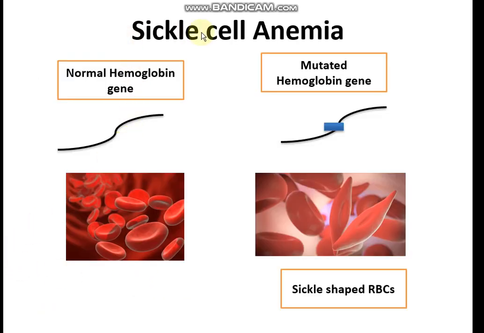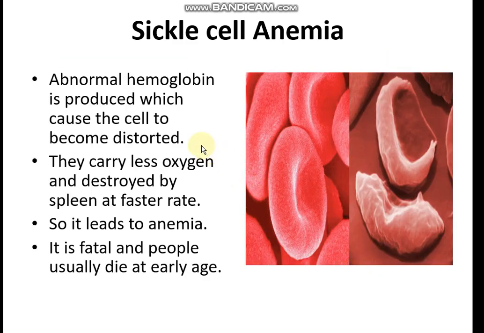You can see that this is a disease. In case of a normal gene, let's say this is a normal gene for hemoglobin, which is a protein present in red blood cells. Normal biconcave red blood cells are produced, but when we have a mutated hemoglobin gene, it results in the production of sickle cell shaped red blood cells. Now we are going to see the chemical basis of sickle cell anemia. What happens is that in case of an abnormal hemoglobin gene, abnormal hemoglobin is produced that causes the cell to become distorted, and now they have the shape of a sickle. As a result, what is the effect of red blood cells being sickle shaped?